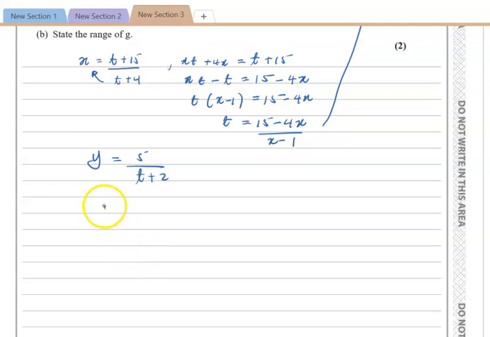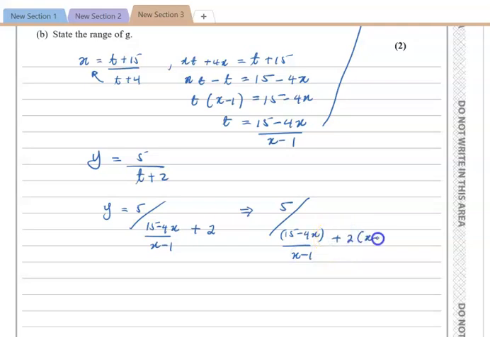So what we have, it means that our y is 5, all of it over t. But what's our t? Our t is (15 minus 4x) over (x minus 1) plus 2. That means we have our y equal to 5 over, we try to add a fraction here, so this is going to be 15 minus 4x. I'll just put a bracket just for us to see what we're trying to do over here, over x minus 1 plus 2 into x minus 1.